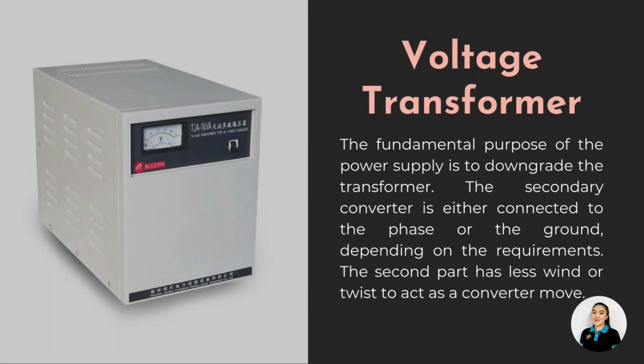Next is voltage transformer. The fundamental purpose of the power supply is to downgrade the transformer. The secondary converter is either connected to the phase or the ground, depending on the requirements. The second part has less wind or twist to act as a converter move. So, kani siya ang core aning transformer kay ga-work para ma-direct ang path sa magnetic field between sa primary and secondary coil para ma-prevent ang waste energy.